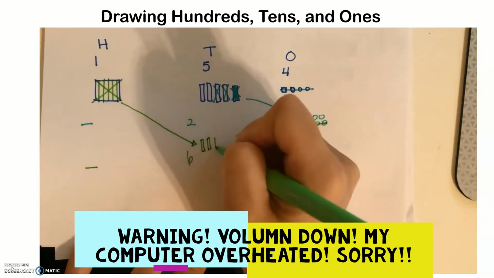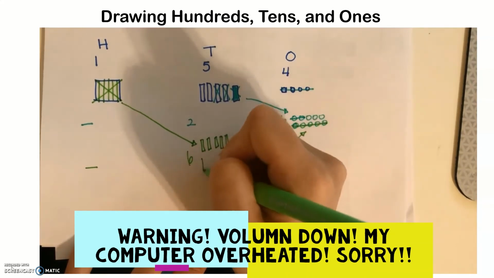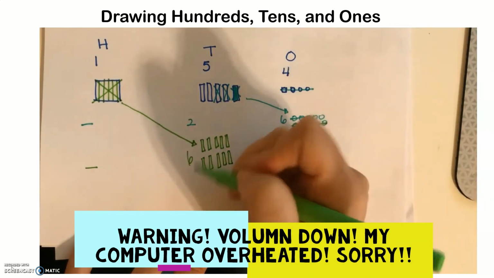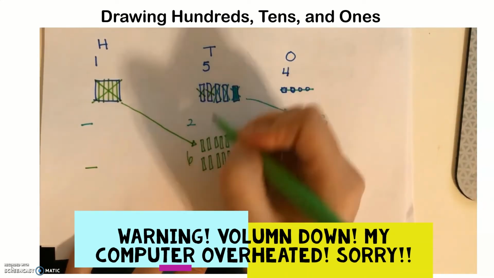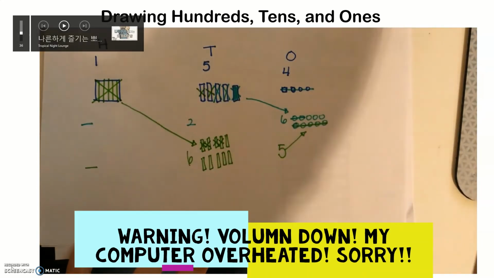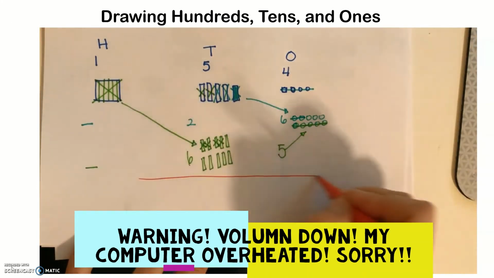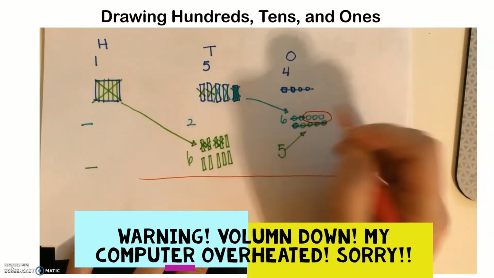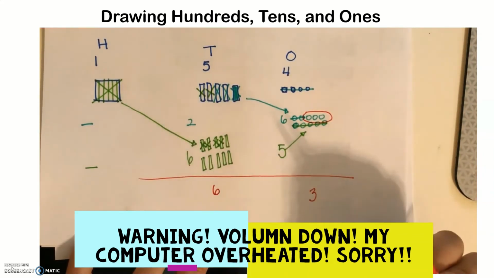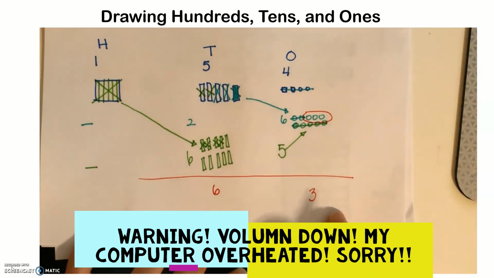And again, I'm going to draw it in groups of 5. I'm going to cross out 6. So 1, 2, 3, 4, 5, 6. Then whatever we have left should be our answer. There's only 3 left here. There is 5, 6 left here. So our answer is 63.